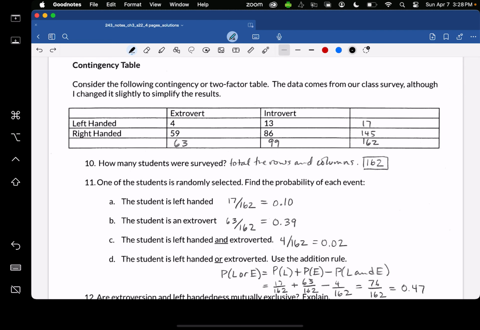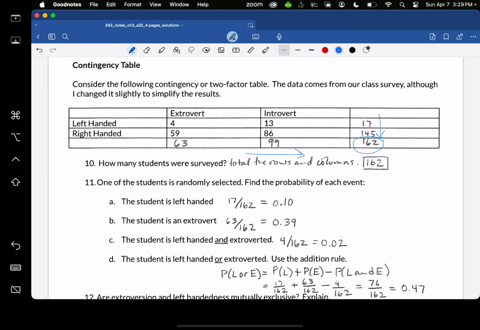So there are 63 total extroverts, 99 introverts, and if we go across we can see that there are 4 plus 13 equals 17 left-handed people, 59 plus 86 is 145 right-handed people, and then 162 people total were surveyed. You can certainly check that 162 should be the total going down that column, and it should also be the total going across the bottom row. I'll just give you any contingency table and you should be able to answer some questions.